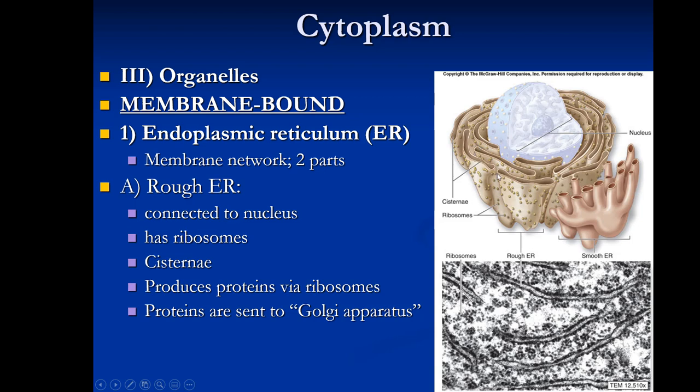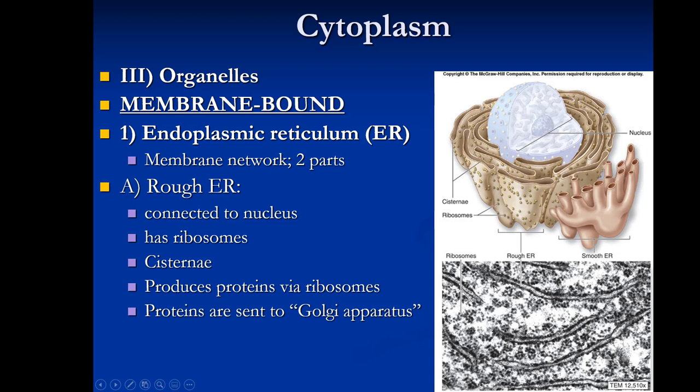And it looks rough because it has all these dots on it. These dots are called ribosomes. And the rough endoplasmic reticulum, which we'll call the rough ER, attaches directly to the nucleus. So the importance of the rough ER are the ribosomes that it has, all these dots. So the ribosomes produce proteins. They're important in protein synthesis, so making proteins. So that's the main job of the rough endoplasmic reticulum. It makes proteins via the ribosomes that it has. When the proteins are made here, they're sent to another organelle called the Golgi apparatus, which we'll get to shortly.